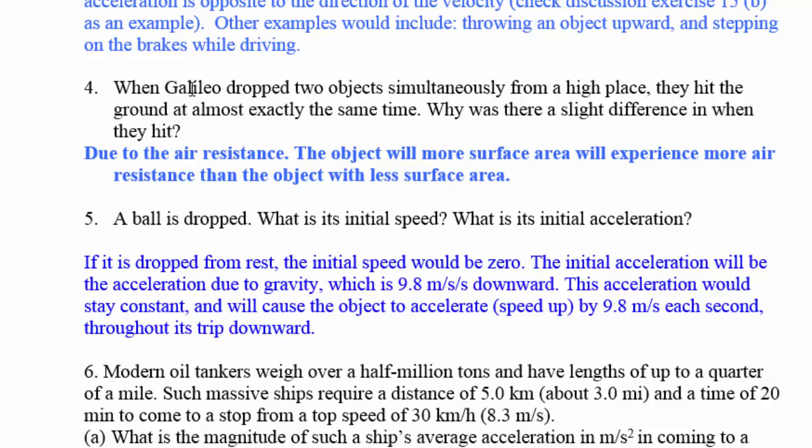Regarding the question over Galileo's alleged experiment, where the story talks about dropping two objects from the top of the Leaning Tower of Pisa, there was a slight difference because one of the objects is 10 times the mass of the other, as the story goes. So the slight difference would be due to the air resistance.